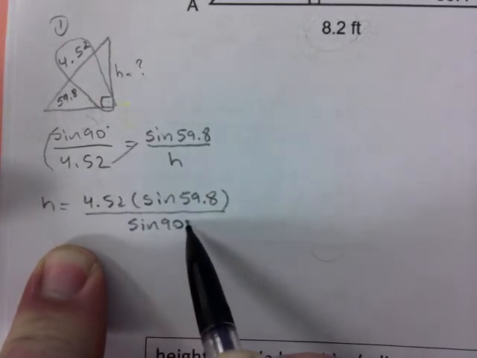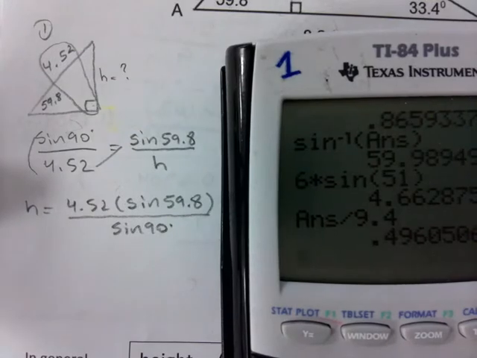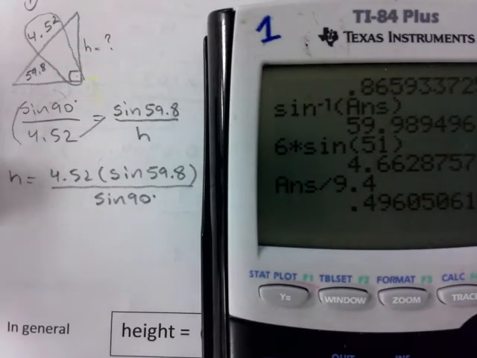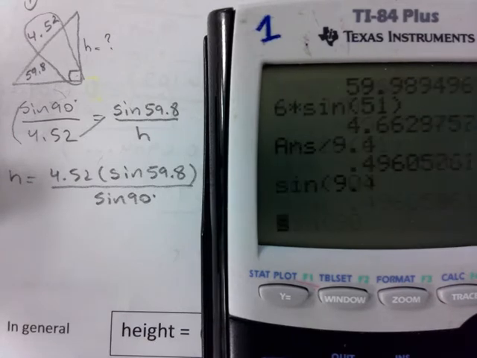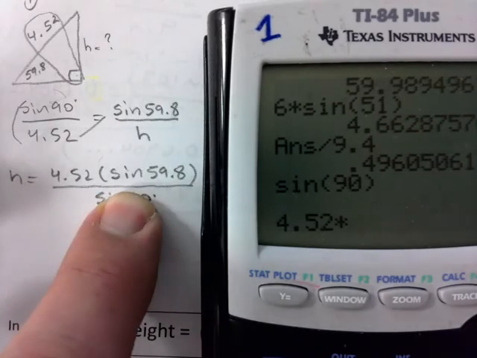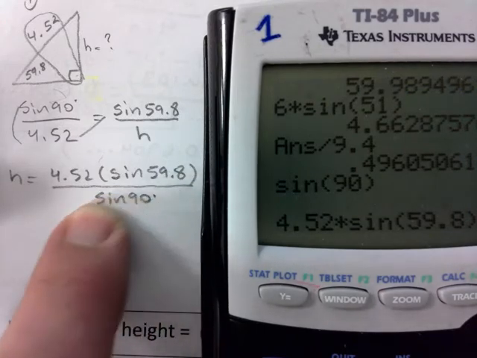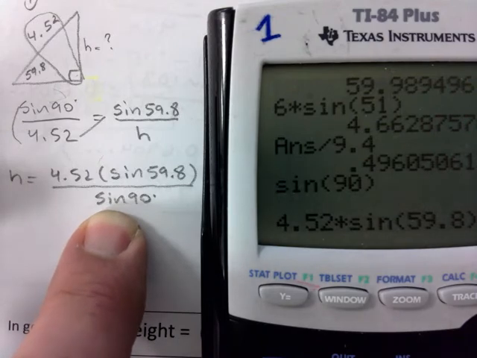Before you do this, try sine of 90. What do you get on your calculator? You'll never forget. You only have to do it once. If you press sine and then 90, it's 1. It's always 1. So it's almost like you can replace sine of 90 with 1 if you'd like to. So basically, when you go 4.52 times sine of 59.8, there's no need to divide it by sine of 90 because that's really just 1. But I still put it in there to keep the system the same.